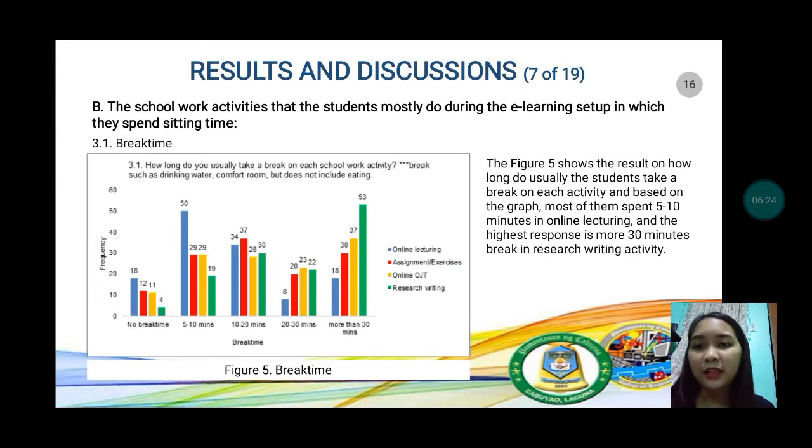For the break time, Figure 5 shows the results on how long the students usually take a break on each activity, and based on the graph, most of them spend 5 to 10 minutes in online lecturing, and the highest response is more than 30 minutes break in research writing activities.